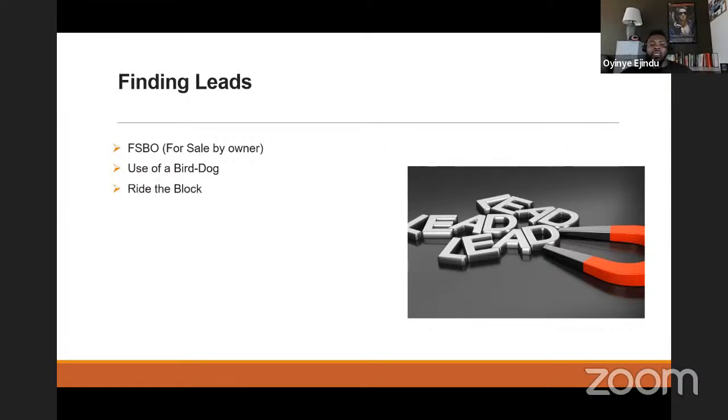Another one will be ride the block. So many of us out there have properties, and so many of us have cars that we drive. So when you drive around, just look for properties, right? Find these deals where you might be able to help people.